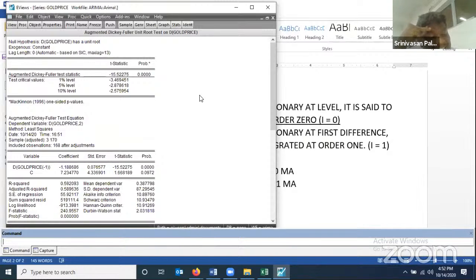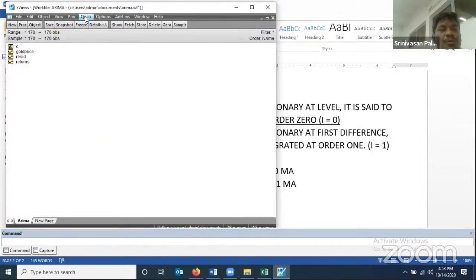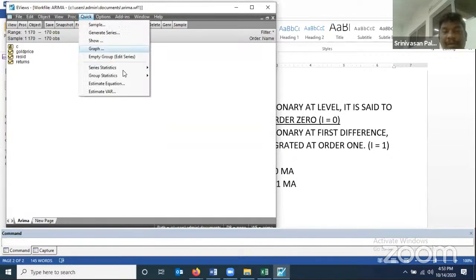Sugasini madam, are you there? Yes, sir. Able to follow? Yes, sir. Very good. Okay, now listen to what I am going to say. You should not use gold price because it is spurious. Spurious means non-stationarity. So we have to use first difference data, which is stationary. That's part and parcel of ARIMA. Now let me close this. I'm going to identify the parsimonious model. Please answer me, otherwise I can't proceed. Time is going on.